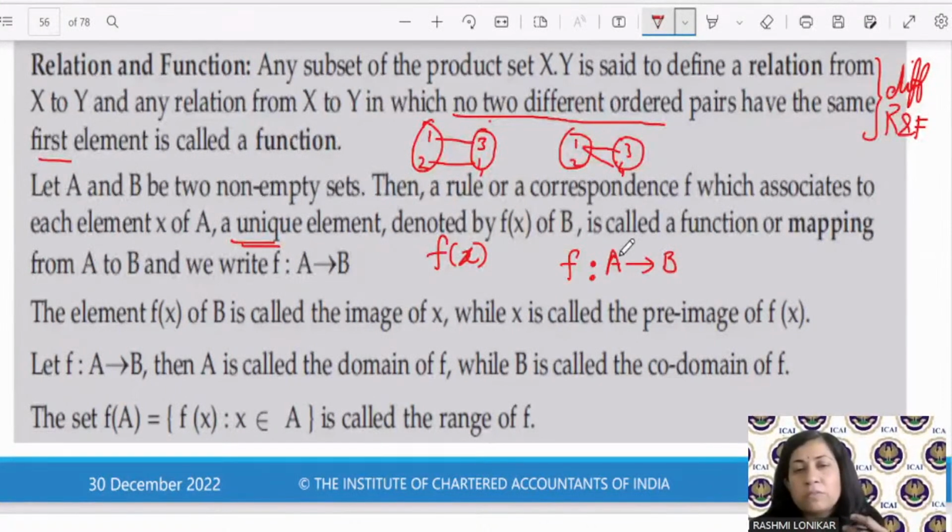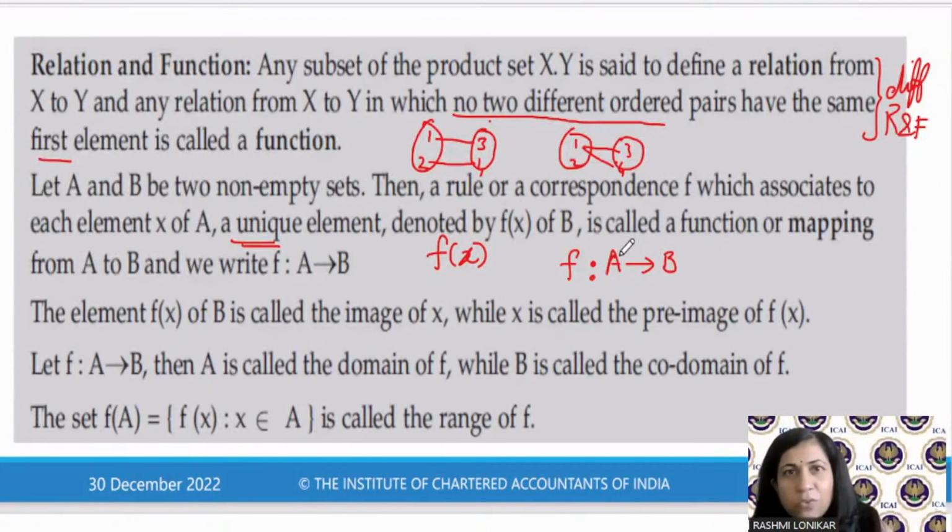Or when I apply this function on the elements of A, I will get some elements in B. So when I use this function and apply it on the elements of A, the answers will be found in B. The element f(x) of B is called the image of x. So what do I say? x and image of x. Elements of X, this I call pre-image and this I call image.